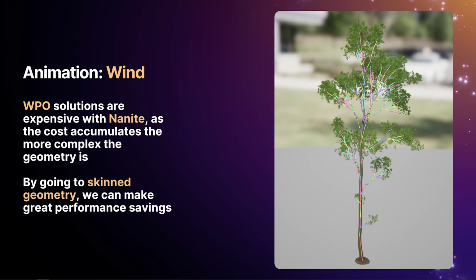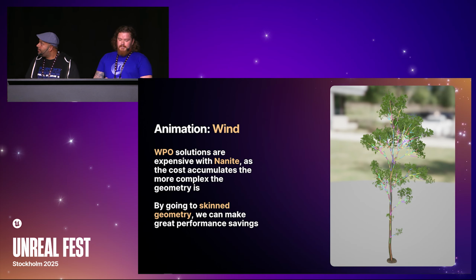We're still in the early days of exploring this fully, but we are looking at skinned geometry as a solution. We can make great performance savings by using bones and having them move the trees around instead of relying on WPO solutions. We can also better control the bounds using this method, since when using WPO, for example, you usually have to extend them quite a lot to account for big movements. But now we have way better control of this, using bones instead.